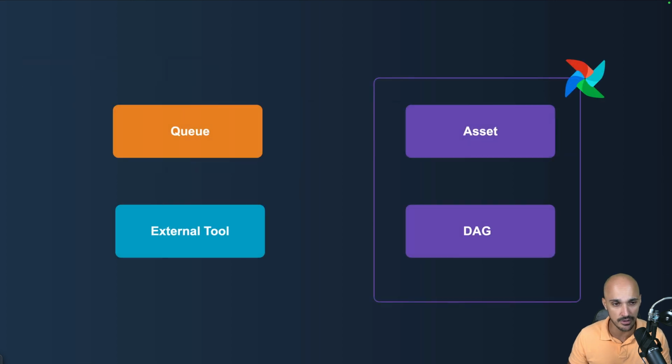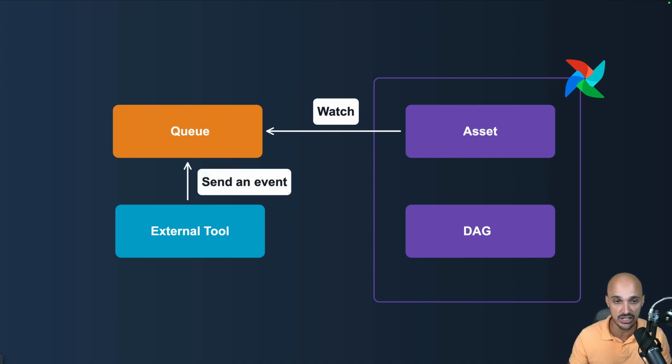Let me show you an example. Let's say you have your message queue, an external tool, whatever you want, and then your Airflow environment with the asset and a DAG. The asset with the asset watcher continuously watches the queue for any new messages. Then you have your external tool that sends an event to that queue, a message. The asset watcher detects the new message, and that triggers the data pipeline that depends on the asset.